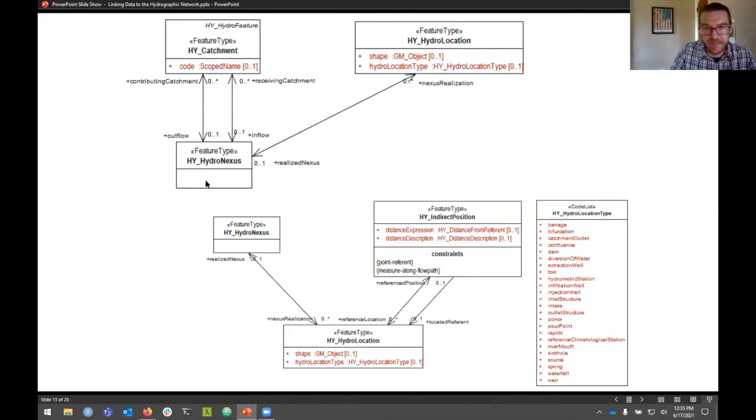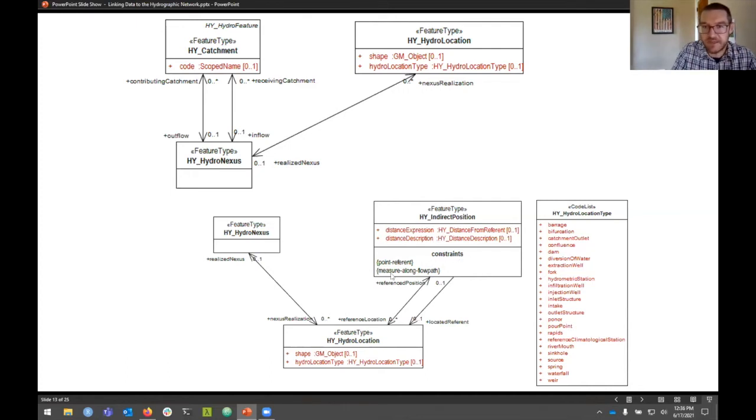And so this separate diagram down at the bottom here is showing, now we've dropped the catchment out and we're just looking at hydronexus, hydrolocation, and indirect position. And there's some details about the indirect position I want to key into here. The hydrolocation has a referenced position, which is an indirect position. And the indirect position is measured along the flow path. And so, again, not groundbreaking. All we're saying is we have a point along a line, duh, right? But there's a lot of nuance there, and it's very specific.